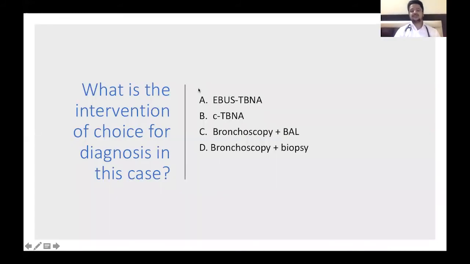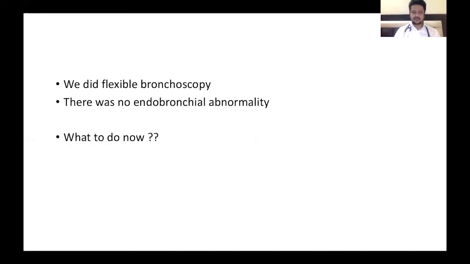So what is the next investigation choice? Whether we should go for EBUS TBNA or conventional TBNA, and what is the difference between conventional TBNA and EBUS TBNA, or whether we should go for bronchoscopy plus BAL and biopsy like we did in the earlier cases. So let's solve this.